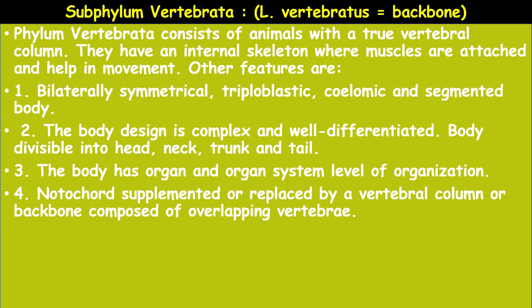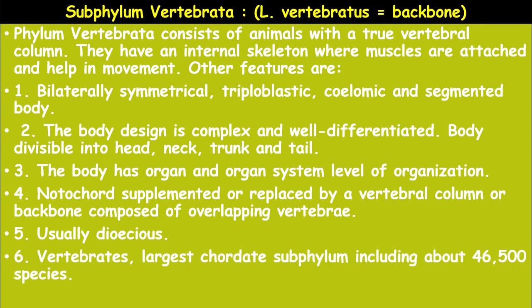Notochord supplemented or replaced by a vertebral column or backbone composed of overlapping vertebrae, small bones called vertebrae. Usually dioecious means male and female are separate. The sixth characteristic feature, vertebrates largest chordate subphylum including about 46,500 species, maybe more, but known species are 46,500 species.